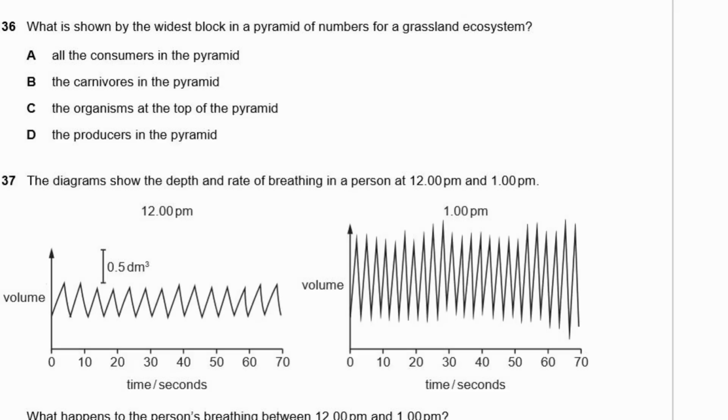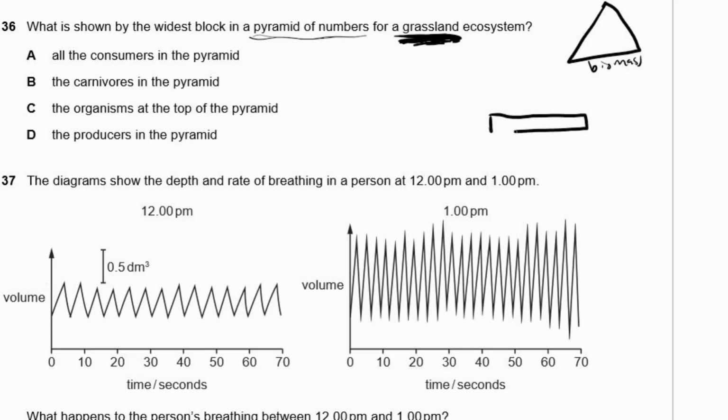Question 36. What is shown by the widest block in a pyramid of numbers for a grassland ecosystem? Okay, so a pyramid of numbers basically can have any shape. Pyramid of biomass is always in a pyramid like that. But a pyramid of numbers can have any shape. It can have a big square on the bottom, small square, it doesn't matter. But this is a grassland ecosystem. And in a grassland ecosystem, the producer will be grass. So the bar on the bottom is the producer bar.